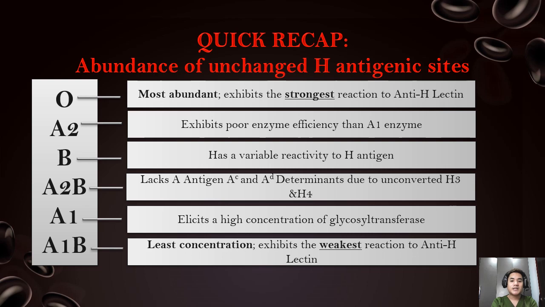So at this point, it is very obvious that A1B has the least concentration of H antigens, and that will react the weakest on your anti-H lectin, since both A1 and B are highly competitive for the available H antigen sites that will convert almost all H determinants. And that's exactly why it exhibits the least amount of H antigenic sites among your ABO blood groups.